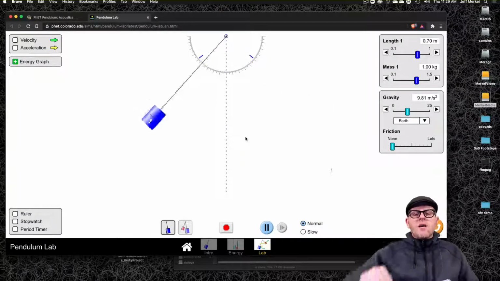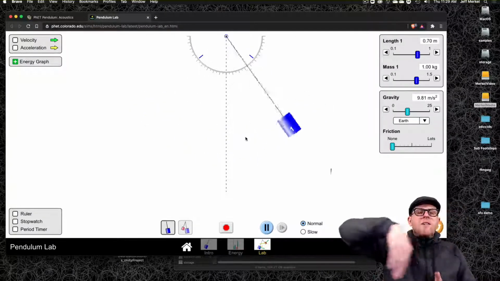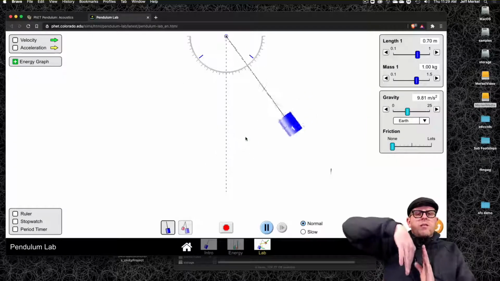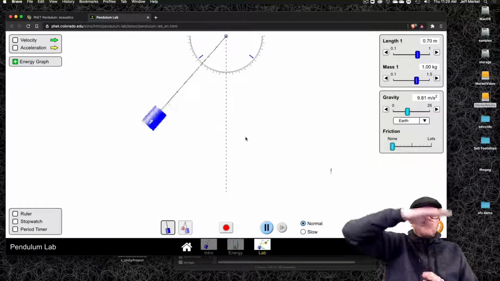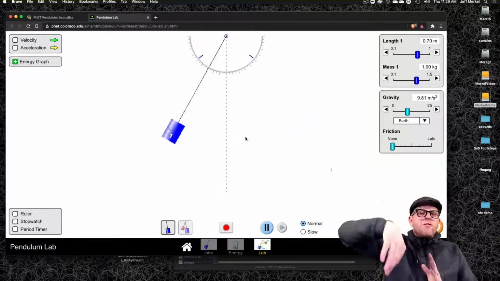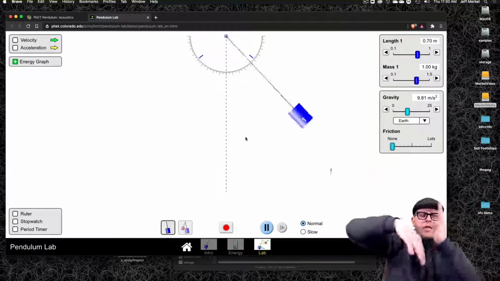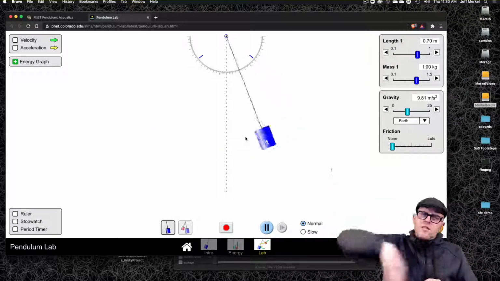and as it approaches this point right here, it slows down and then turns around. And we can see that we have now the force of gravity. Instead of the spring pulling it back and forth, it's going to be the weight of gravity pulling down on it as it moves through this arc.